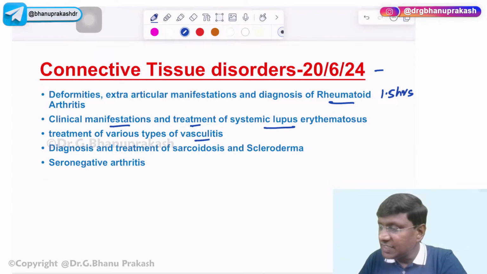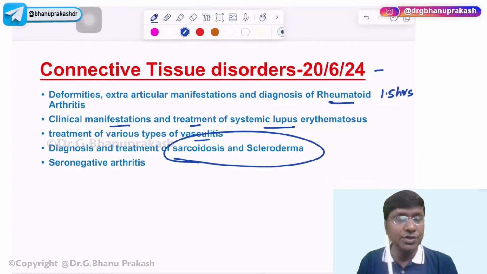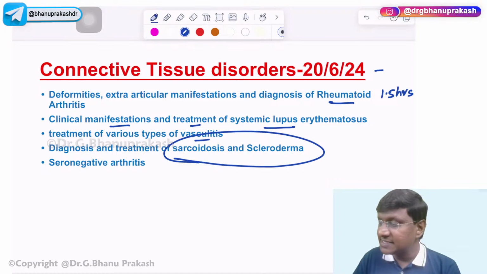Right? Then, next important topics in the connective tissue disorders are sarcoidosis and scleroderma. Sarcoidosis, you need to know the investigation. Investigation of choice, that is your biopsy. But you need to know the gallium-67 scan. You need to know the X-ray. Along with bilateral hilar lymphadenopathy, you have the 1, 2, 3 sign or pawnbroker sign that you need to know. And next is treatment.